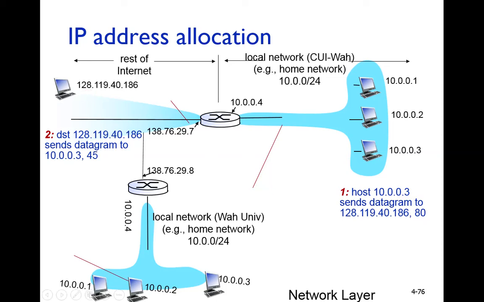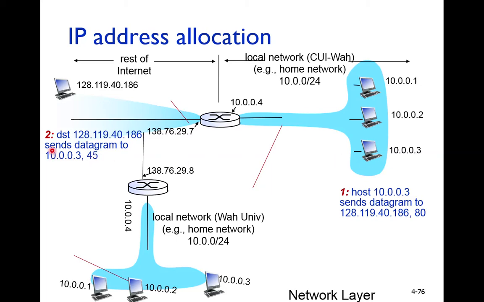Okay, now suppose that this destination now wants to send back the reply. So how should the reply be sent? You know that when the message was going from this machine, the source address was 10.0.0.3 and the destination address was 128.119.40.186. Now if this machine wants to send a reply, the source address will be 128.119.40.186 and the destination address will be this one, 10.0.0.3. This is the port number, suppose it is 45 for this application.